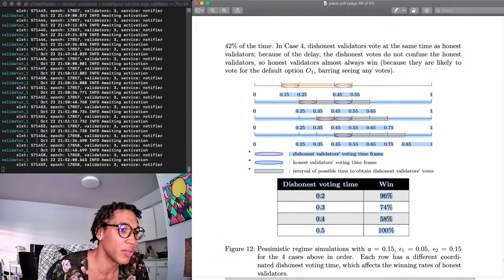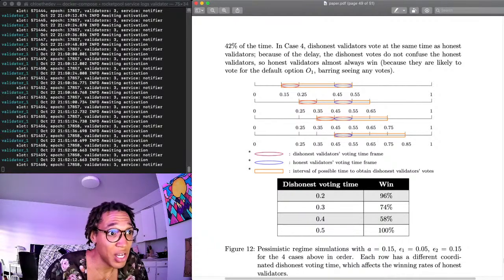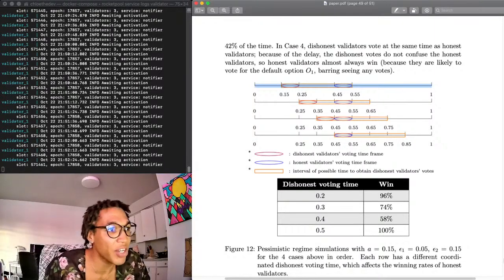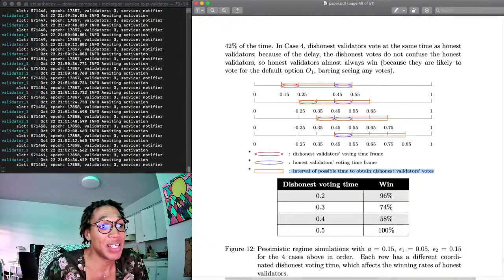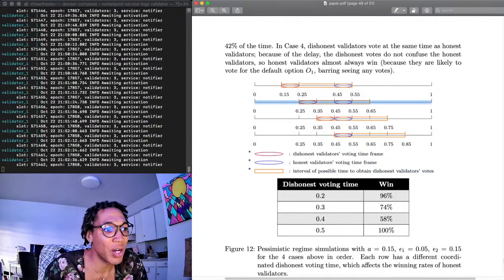So this is just, the dishonest validators are voting in this time frame. The honest validators are voting up here. So the honest validators are always voting around halfway, and the dishonest validators are voting very early. But if you wait as a validator to vote until this, so in this first example, this is the interval of possible time to obtain dishonest validators' votes. It seems to be clear that a validator should be trying to vote near the end of this blue circle. So this is the honest validators' voting frame.